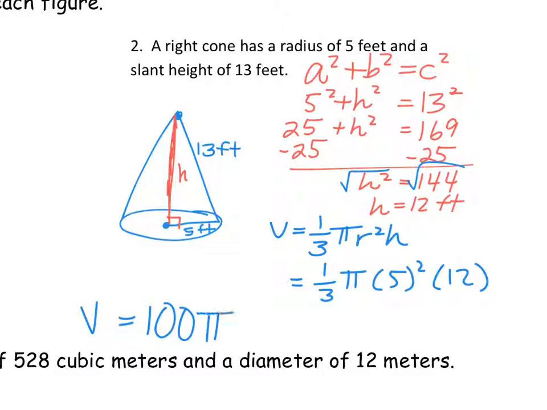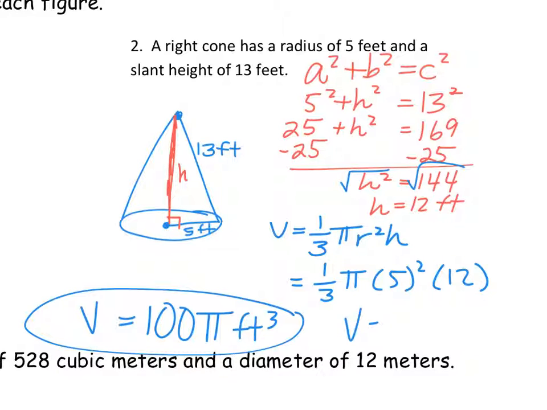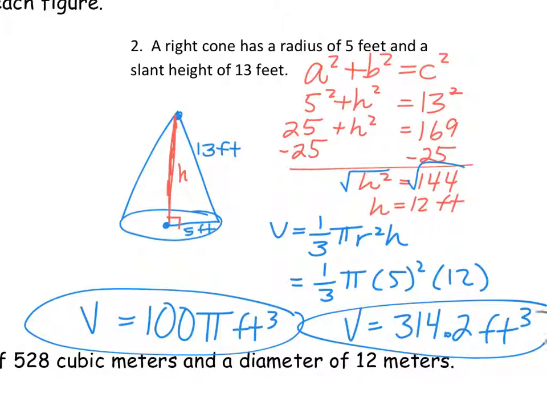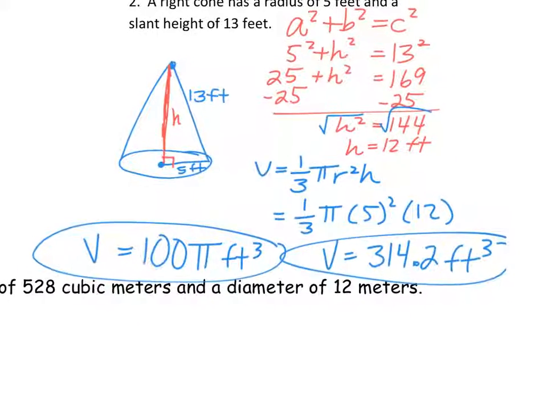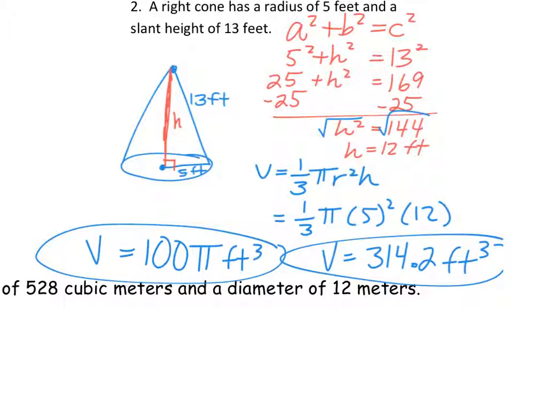If you leave it in terms of pi, this is a great answer. Otherwise, you should have this. So if you're rounding it, 314 and 2/10. If you're not rounding it, then 100 pi.